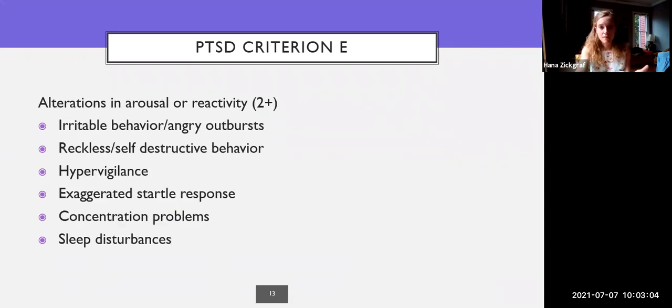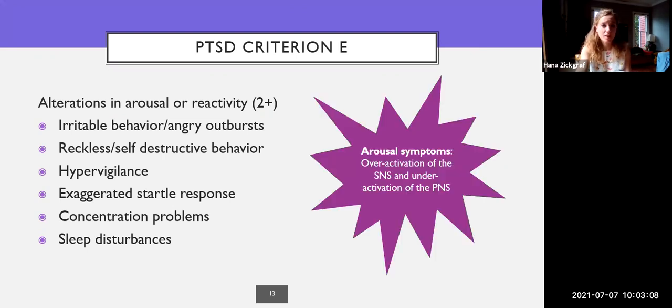And then lastly, the criterion E for PTSD involves alterations in arousal and reactivity. So all of these symptoms really reflect inappropriate overactivation of the sympathetic nervous system and a lack of regulation by the parasympathetic nervous system.